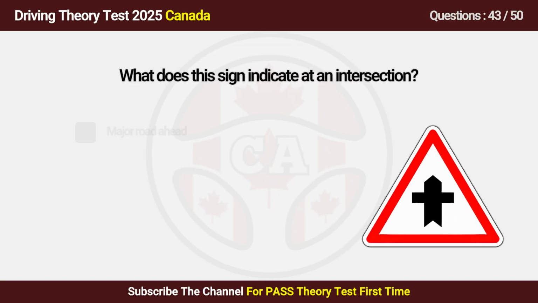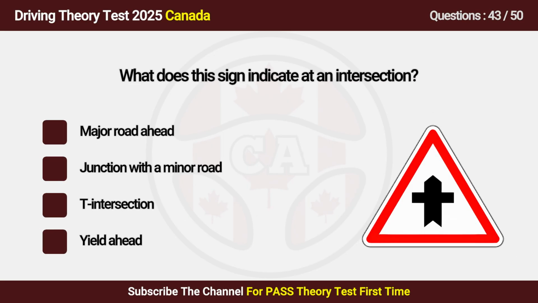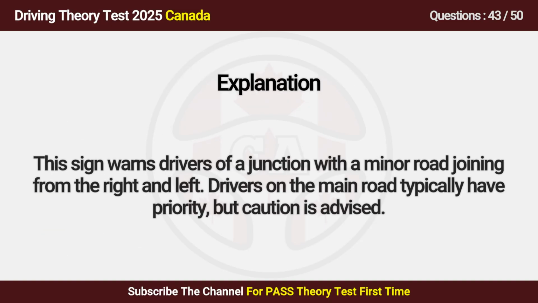Question 43. What does this sign indicate at an intersection? A. Major road ahead. B. Junction with a minor road. D. Yield ahead. Answer is B. Junction with a minor road. This sign warns drivers of a junction with a minor road joining from the right and left. Drivers on the main road typically have priority, but caution is advised.